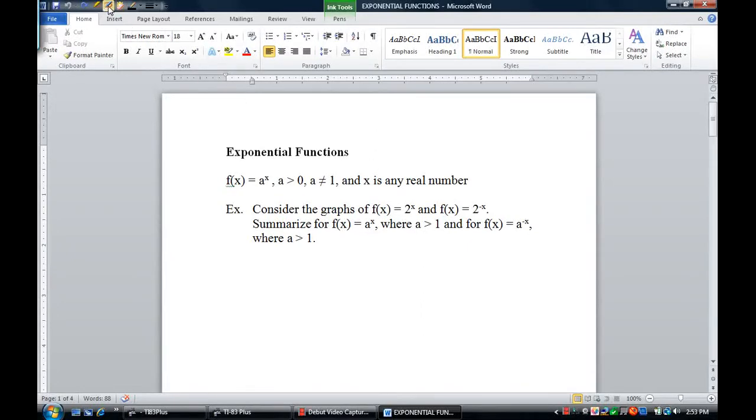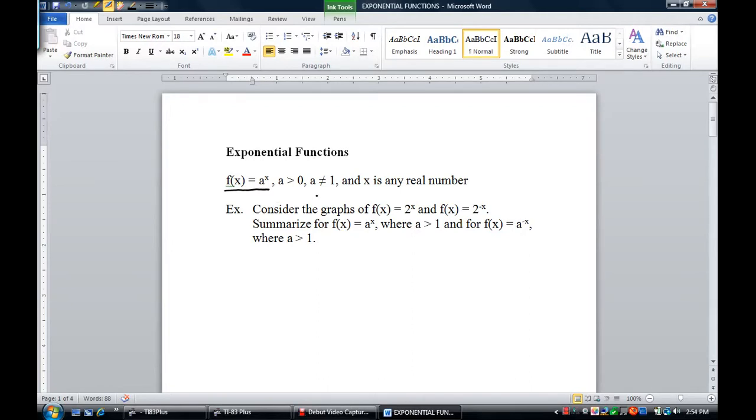Exponential functions. Now, when you see the word exponential, that means we're referring to an exponent, of course. And in this case, our exponent is our variable. And then a is some number. We're going to use a number greater than 0, but not 1. And it could be any real number, but not 1.